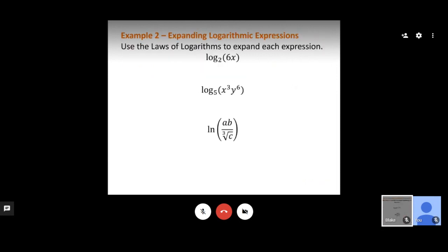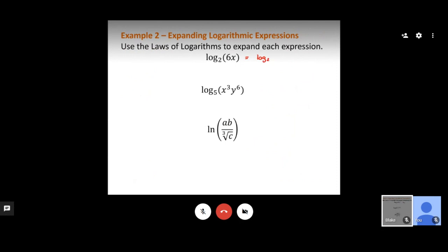All right. So now we want to go the other direction. Now we've got single logarithms and it's asking us to expand them. So we're going to use those same laws of logarithms, but we're going to go the other way. If I take a look at this first one here, I have what operation inside first? If I have 6x, what operation is that? Multiplication. So when I split this into 2 logarithms now, what operation is it going to become? Addition. Good.